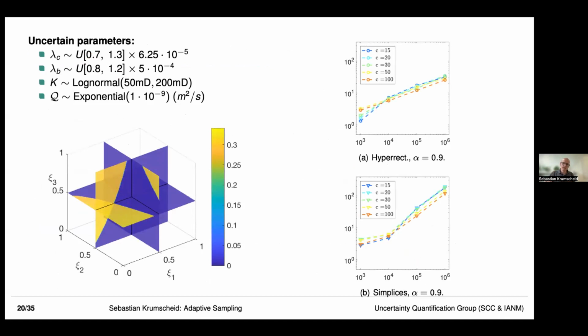Okay, so it's a PDE. We expect continuity in state space with respect to the spatial variable, but you also have discontinuity with respect to the stochastic domain. In this particular example, the hyperrectangular stratification did not work so well, so we get a variance reduction of a factor 10, while the simplices gave us a variance reduction factor of up to 100. Okay, so there may be some merits of using simplices.